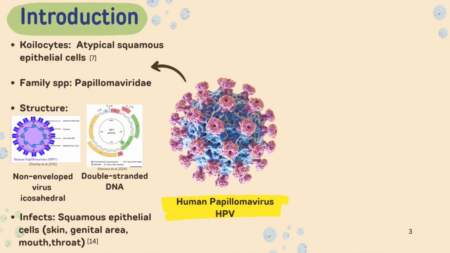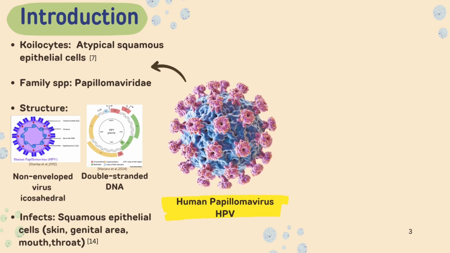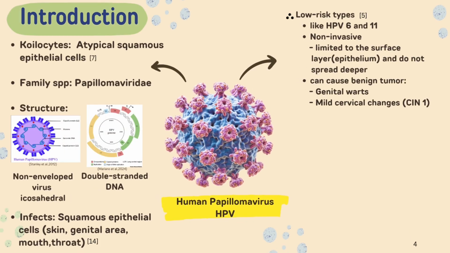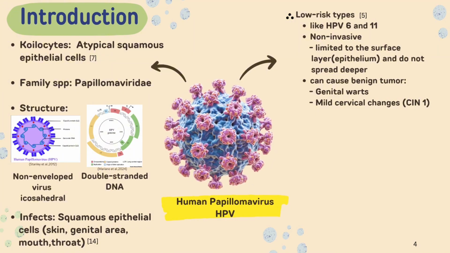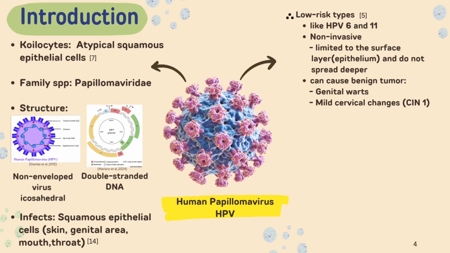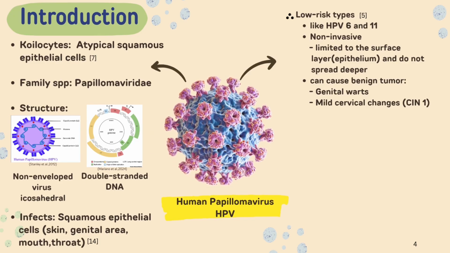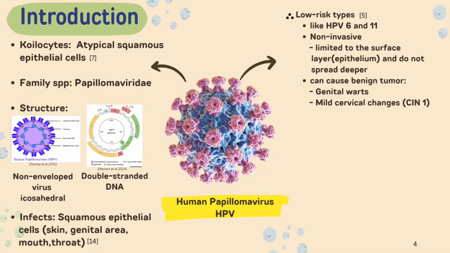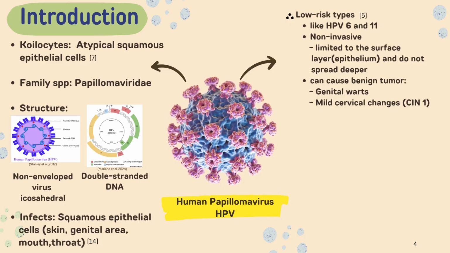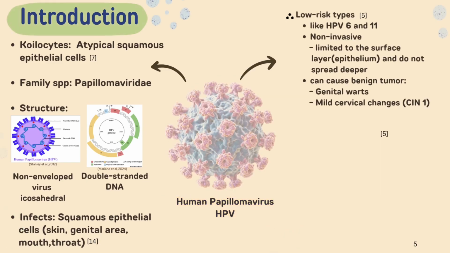HPV infects squamous epithelial cells, which are found in the skin, genital area, mouth, and throat. HPV has two types, which are high risk and low risk, based on their potential to cause cancer. Low-risk HPV examples include HPV 6 and 11. These are non-invasive, they stay confined to the surface layer epithelium and do not spread deeper. These types do not cause cancer but can cause benign tumors such as genital warts and mild cervical changes, CIN1, also known as low SIL.